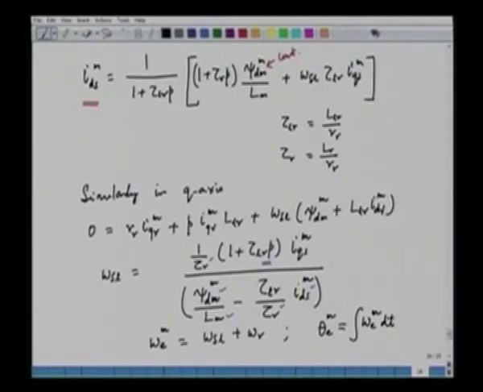In the next lecture, we will see how we can have this decoupling network to cancel the coupling which exists in the case of an air gap flux oriented vector control.